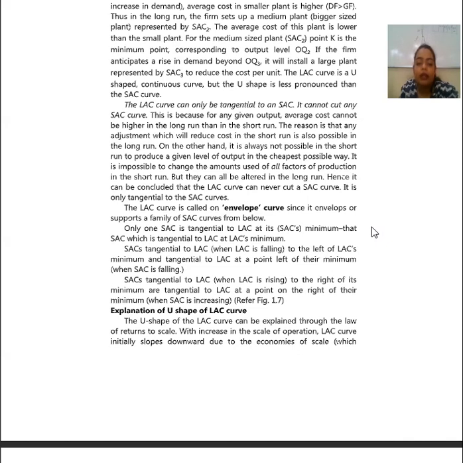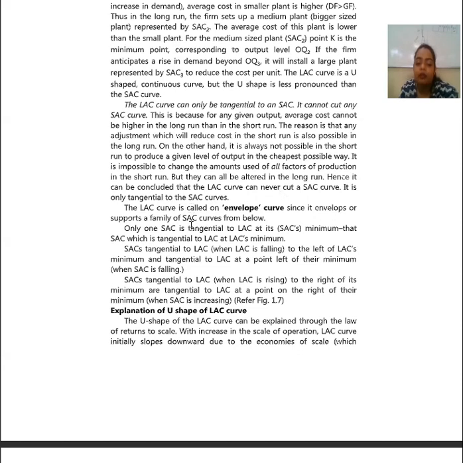The reason is that any adjustment which will reduce the cost in the short run is also possible in the long run. On the other hand, it is not always possible in the short run to produce a given level of output in the cheapest possible way. It is impossible to change the amounts used for all factors of production in the short run, but they can all be altered in the long run. Hence, it can be concluded that the LAC curve can never cut a SAC curve. It is only tangential to the SAC curves.